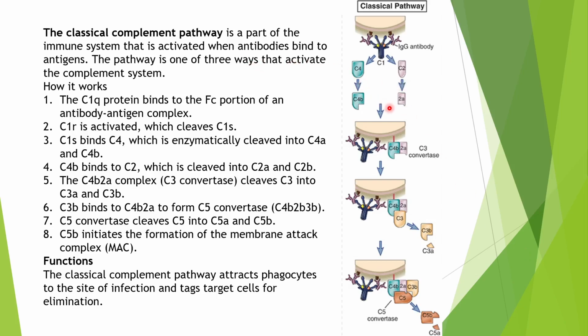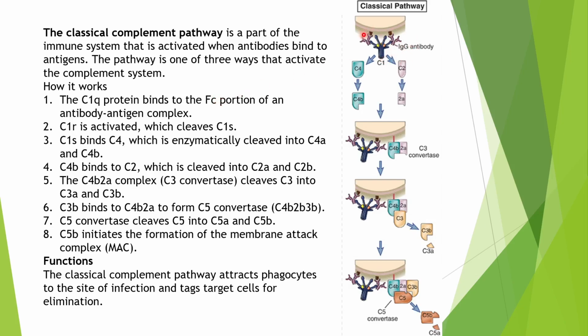So then we have the classical pathway, in which there are some additional steps, and from C3 onwards it is similar to the alternative pathway. The classical complement pathway is a part of the immune system that is activated when antibodies bind to antigens. It is one of the three ways that can activate the complement system, that is your classical, alternative, and lectin. So in the classical complement pathway, first, the C1q protein binds to the Fc region of the antigen-antibody complex.